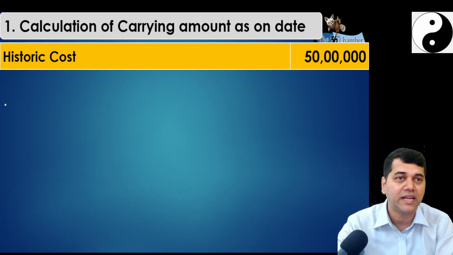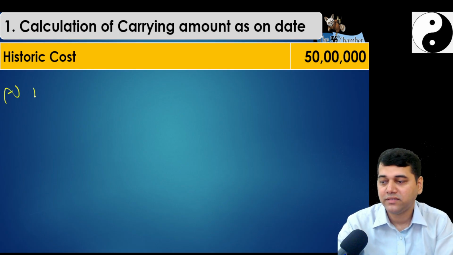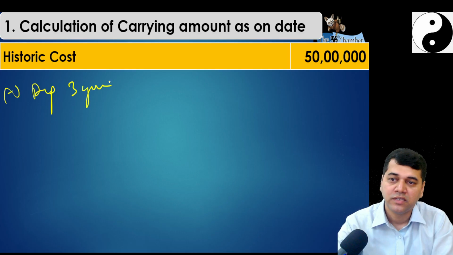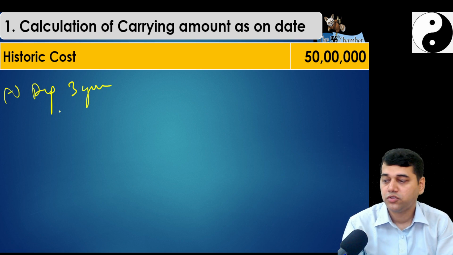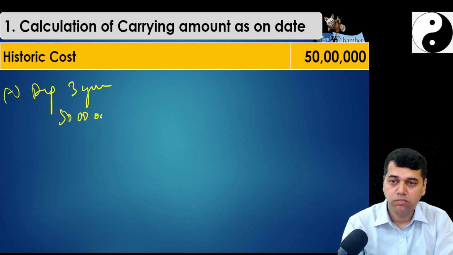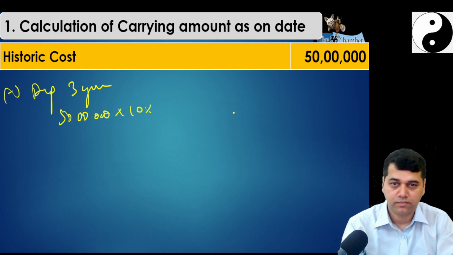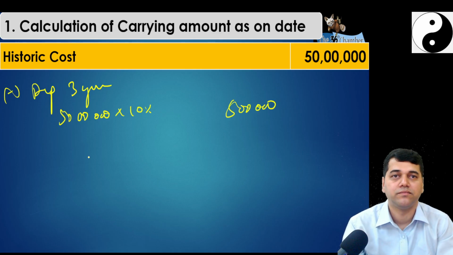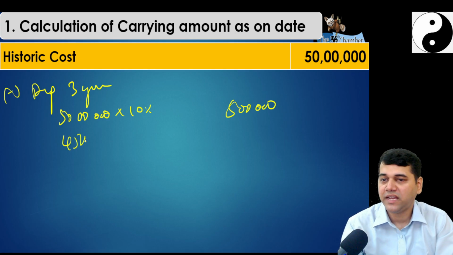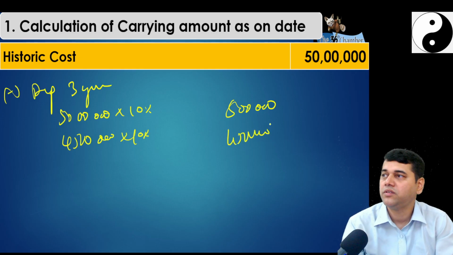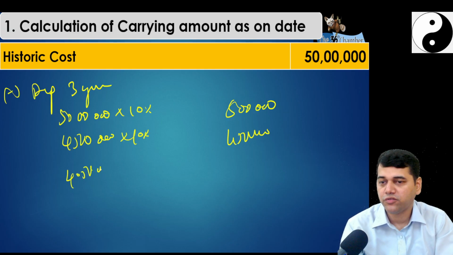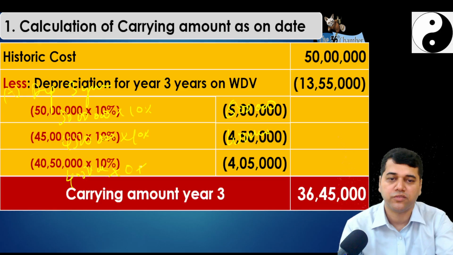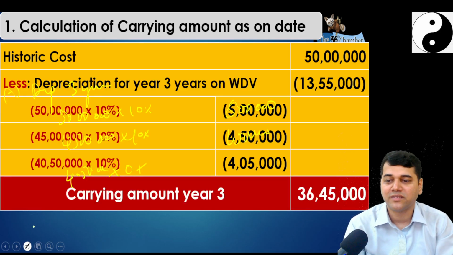Okay, now let us calculate the carrying amount as on date. Historical cost is 50 lakhs. Less depreciation for 3 years. Now, I cannot simply calculate with one equation here. So, 50 lakhs into 10%, 5 lakh. 45 lakhs into 10%, 4,50,000. Followed, no? Previously we used to do it with one single calculation. 40,50,000 into 10%, 4,05,000. So my book value becomes 36,45,000.